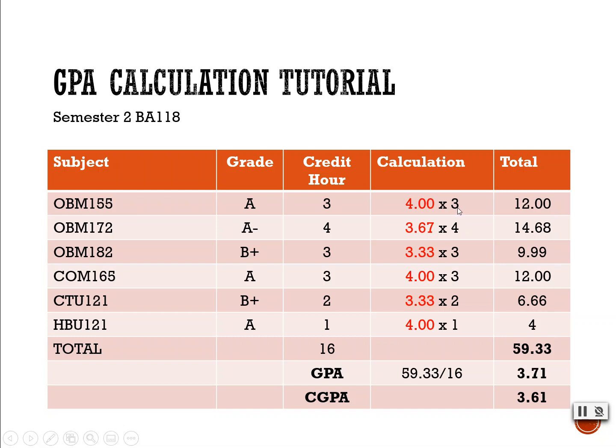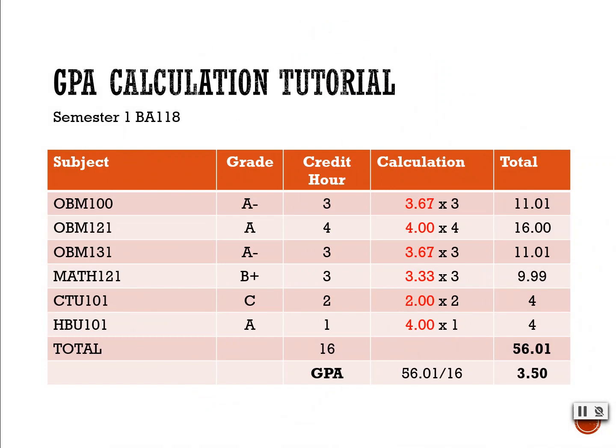Okay, 4 times 3 is 12, 3.67 times 4 is 14.68. And the total is 59.33. Okay, this is for the GPA for semester 2. So you divide 59.33 by the current units for semester 2. So your GPA for semester 2 is 3.71. Okay, so how are you going to calculate the CGPA?